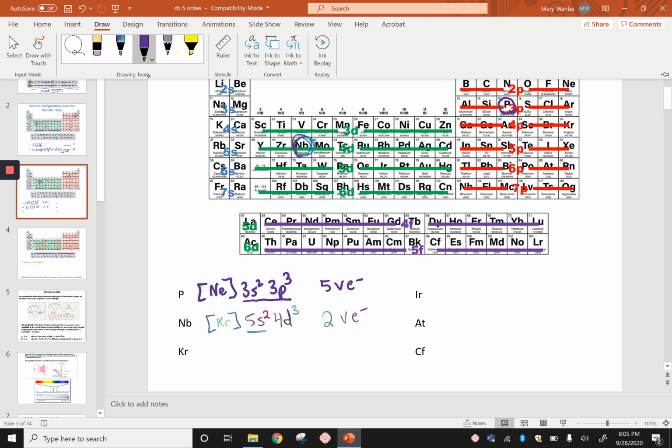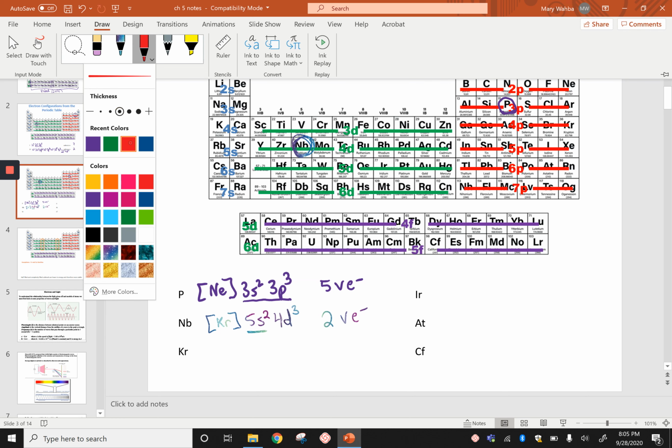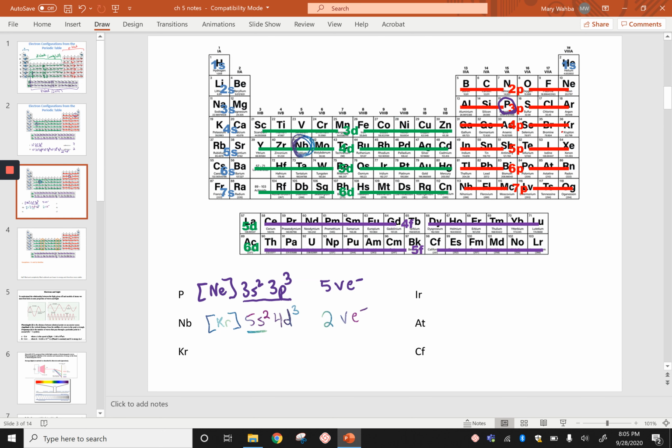Okay, let's do the next one. Let's do krypton. So krypton is right here. Well, krypton is a noble gas, but we can't just write krypton. I mean, that's not really writing the electron configuration, right? So we got to go with the one before it. So the noble gas that comes before krypton is argon right here. And so we're going to write argon in brackets, and that will take us all the way up to 3p6. So argon, and then what we would have left after argon would be right here.